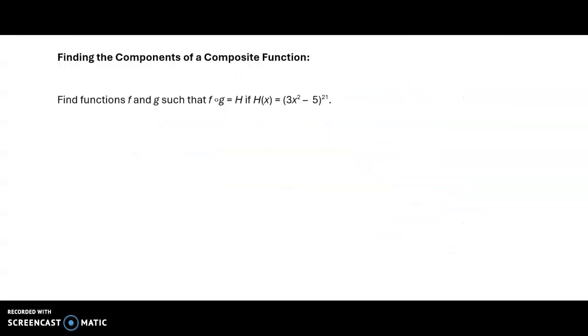All right, we have one last type of question, finding the components of a composite function. So if we have a function already put together, can we split it up or decompose it, we'll say. So we have f of g of x equals h of x, where h of x is 3x squared minus 5 raised to the 21. When I'm looking at this function h of x, I see two things going on here. First, I see 3x squared minus 5. The next thing I see is that 3x squared minus 5 is being raised to the 21.